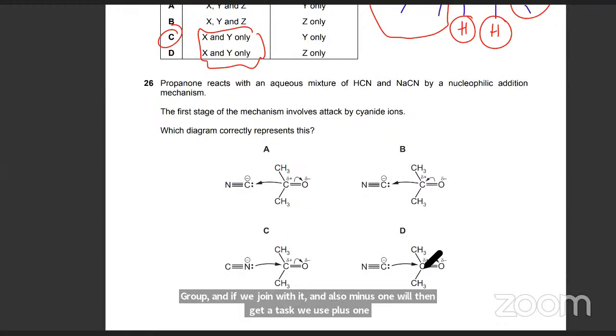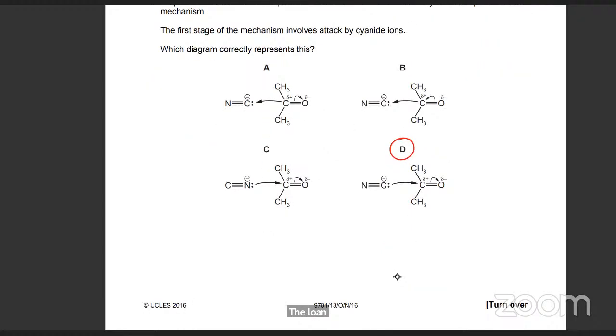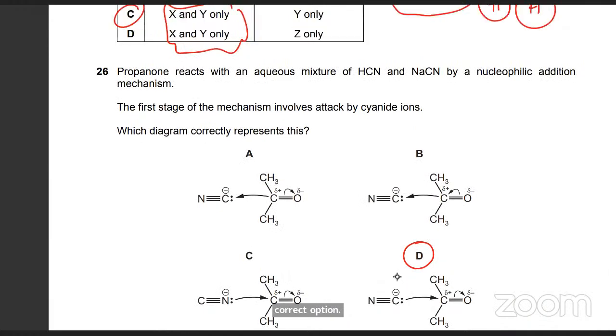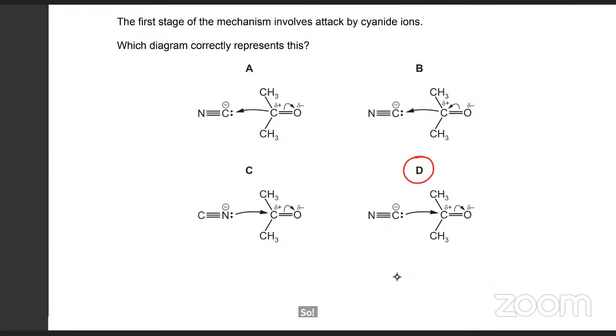Okay, so the carbonyl group is partial positive, partial negative, and CN-1, the lone pair must be on the carbon. So D is the correct option. So nucleophilic addition, that's 26 is D. Okay.